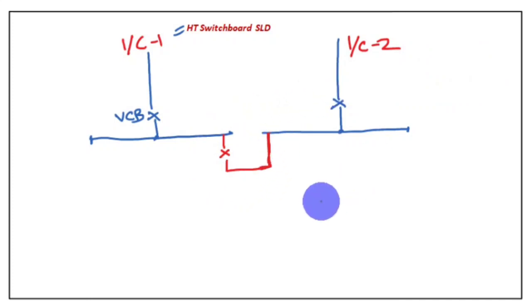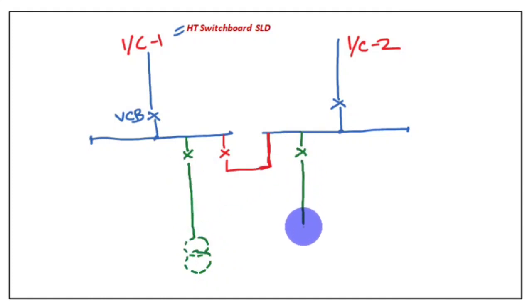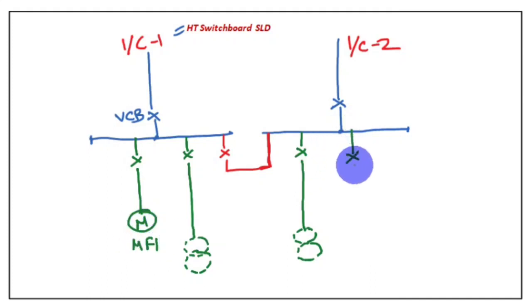Now let us draw the outgoing feeders. What I said is that I will have two transformer feeders. Let me connect one transformer feeder here. So from there the transformer will be connected. This is transformer feeder 1, this is transformer feeder 2. Then I said that I will have two motor feeders. Here is motor feeder 1, and this is motor feeder 2.